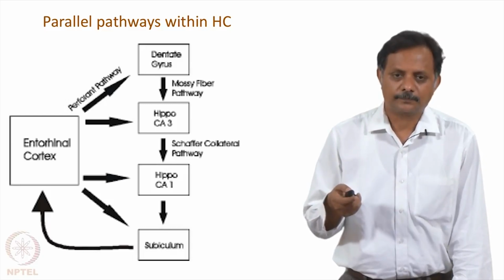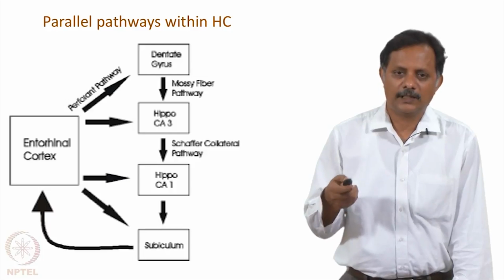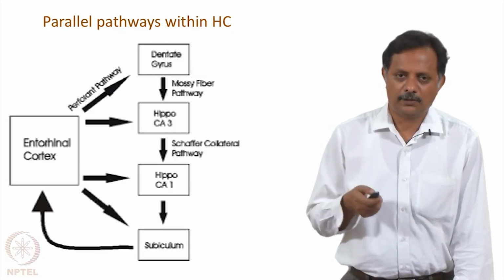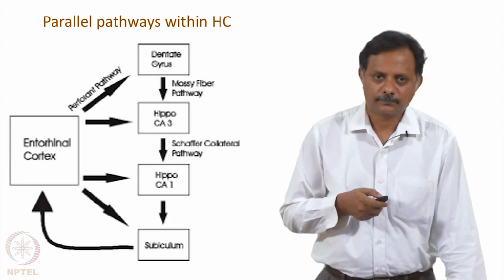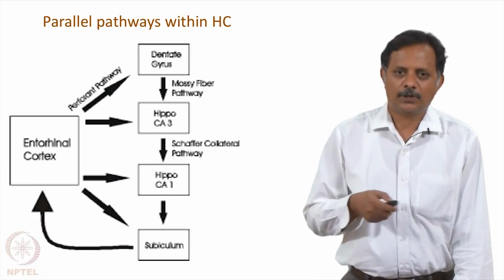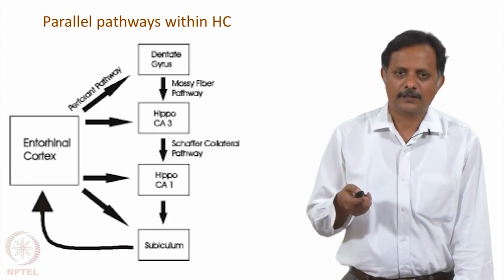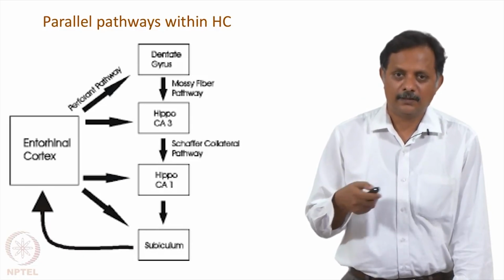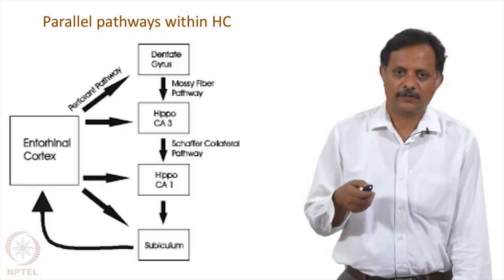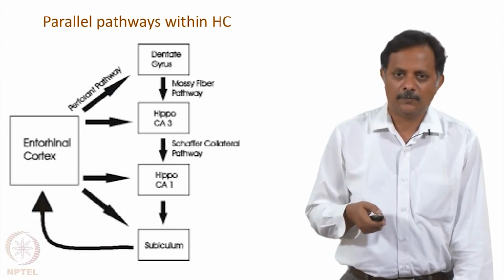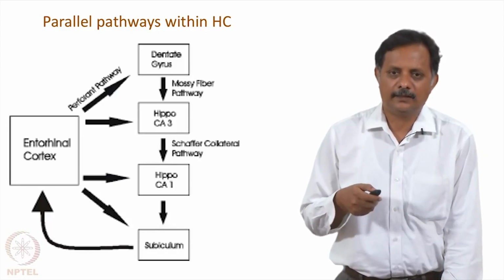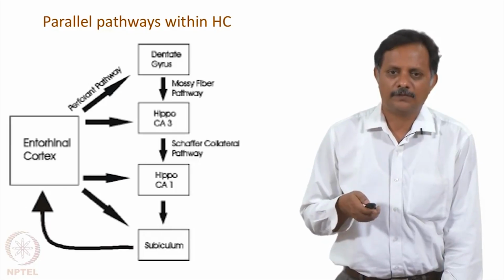temporoammonic pathway, and from CA1 to subiculum and subiculum back to entorhinal cortex. So, you can see that within hippocampus there are several parallel fibers, and so EC also projects directly to dentate gyrus via the perforant pathway, and mossy fibers project from dentate gyrus to CA3, and from CA3 to CA1 you have Schaffer collaterals.